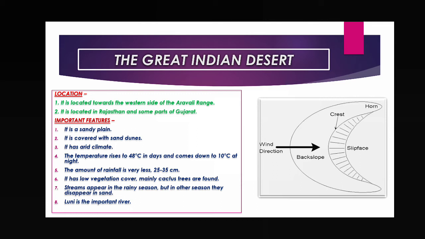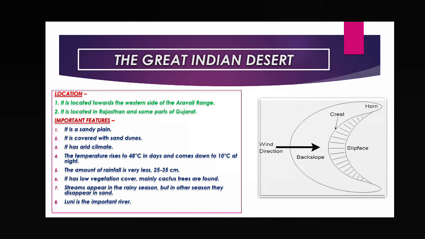Arid climate means the temperature is high in the day and comparatively less at night, and the amount of rainfall is very less. The temperature in the daytime goes up to 48 degrees Celsius and at night it comes down to 10 degrees Celsius. Sometimes it may come near 0 degrees Celsius in the winter season.